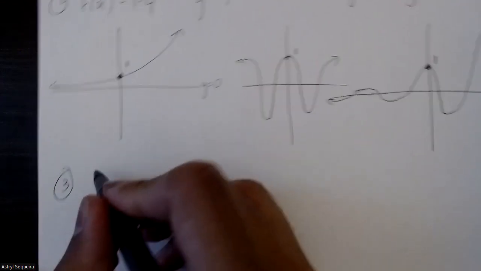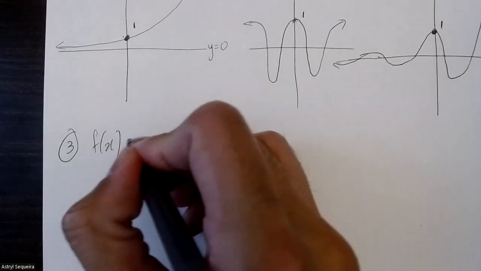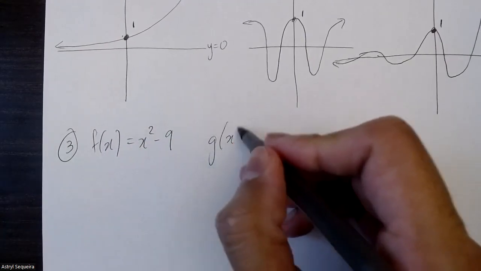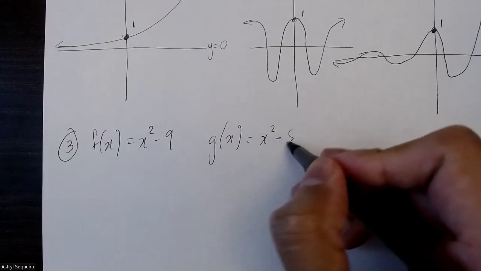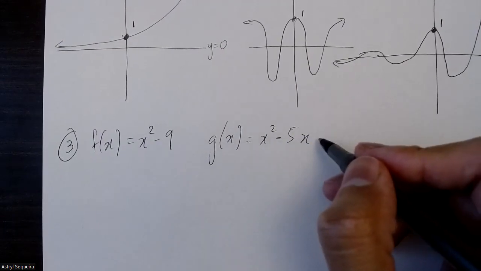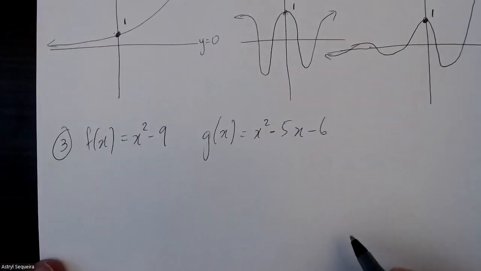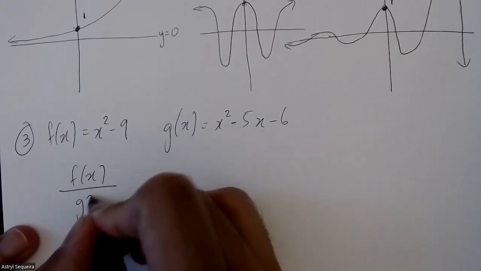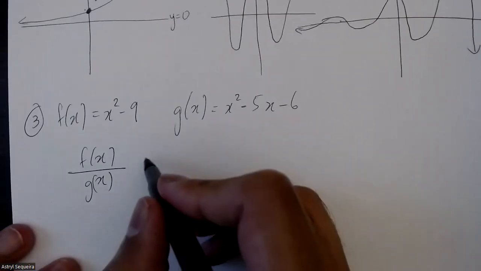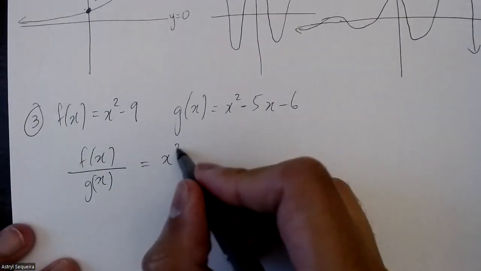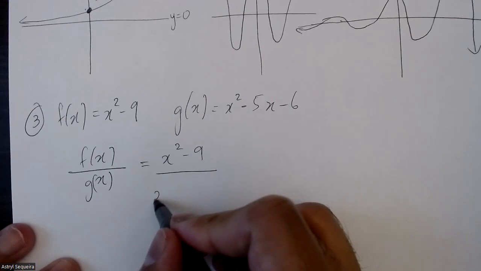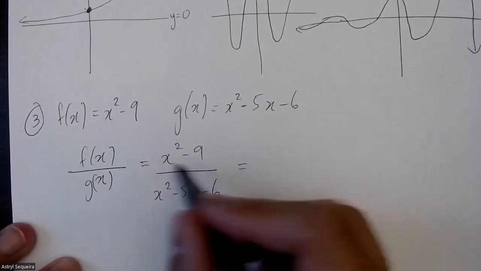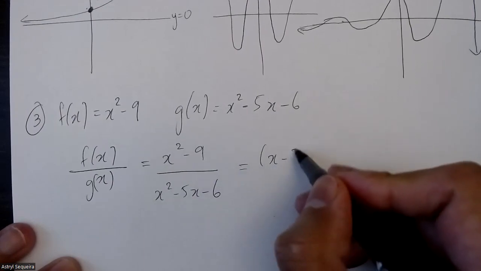Third question, we have f of x equals x squared minus 9 and g of x equals x squared minus 5x minus 6. And we need to determine the equations of the vertical asymptotes for f of x over g of x. So to find vertical asymptotes, we just put the first function over the second function. And let's factor both the top and the bottom. So the top would be difference of squares.